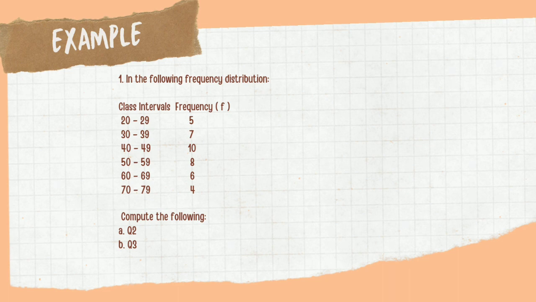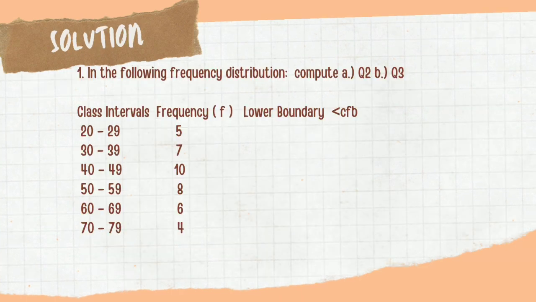Now, let us try and compute the following. A. Q2 or the second quartile. B. Q3 or the third quartile. So before doing anything else, let us first complete the frequency distribution table. So as we can see here, the column for lower boundary and the less than cumulative frequency is still empty. So let's fill this up.